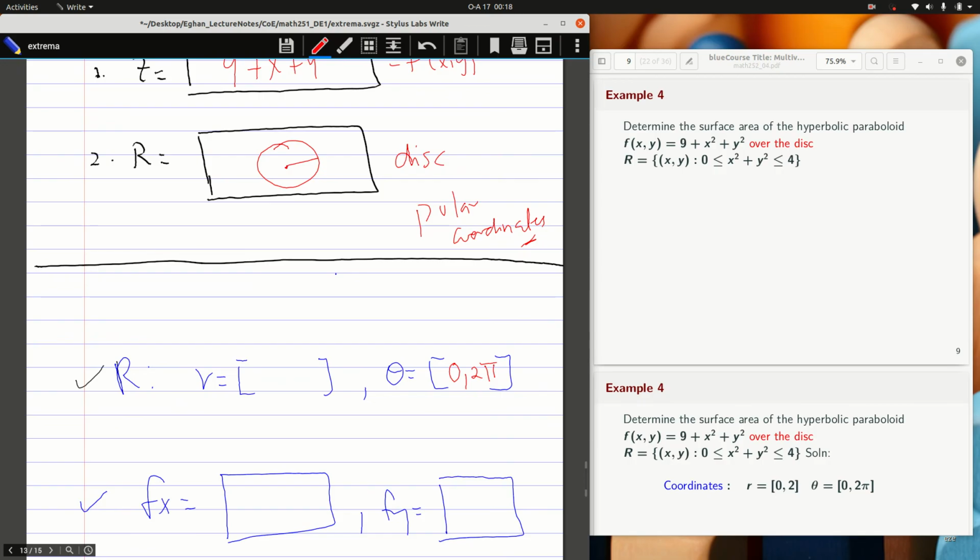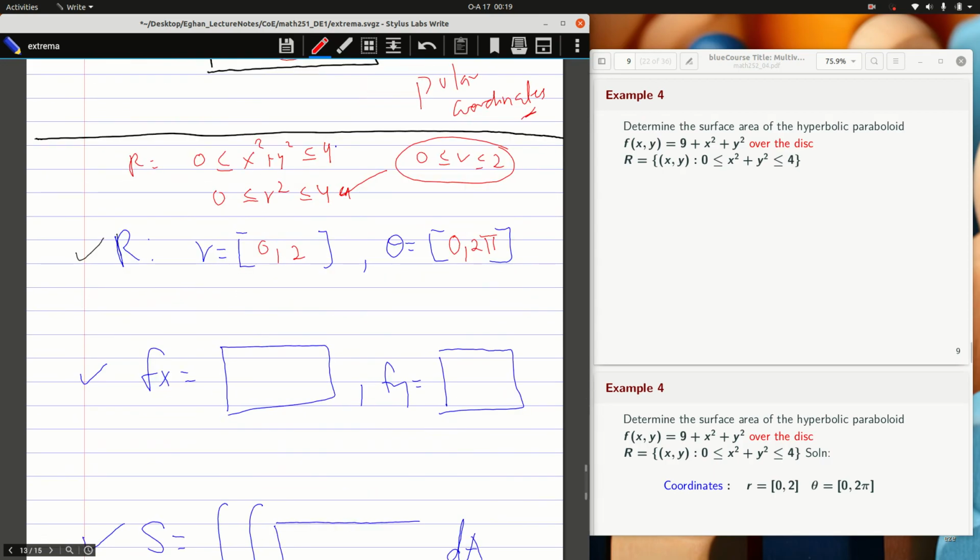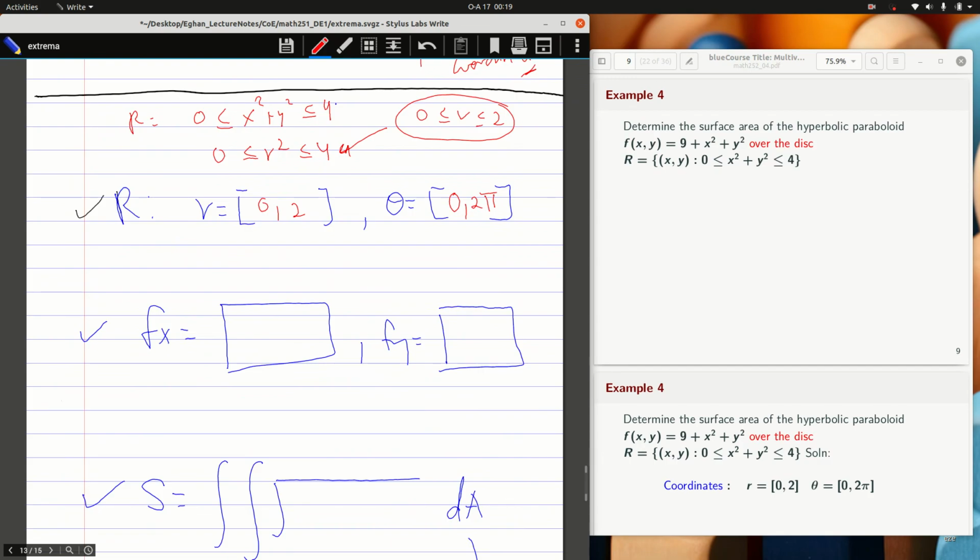It says that 0 is less than or equal to x squared plus y squared, which is less than or equal to 4. By the convention of rectangular to polar, that's the same as 0 less than or equal to r squared less than or equal to 4. If I take the square root of both sides, that is my radius, so r goes from 0 to 2. Now I can find my partial derivatives: I have 2x and I have 2y.